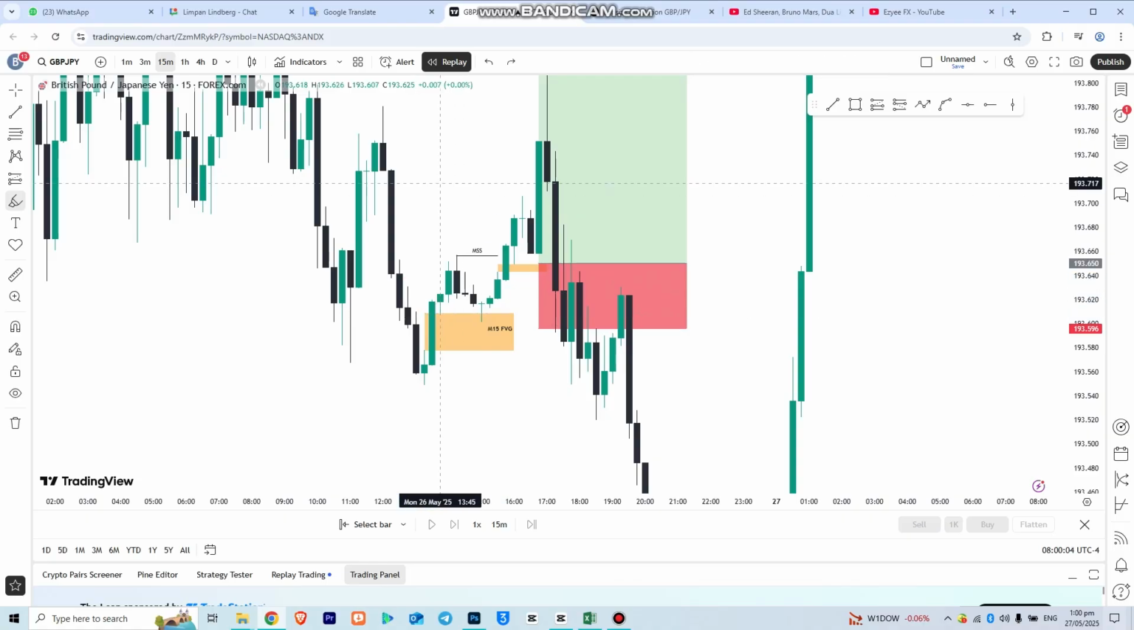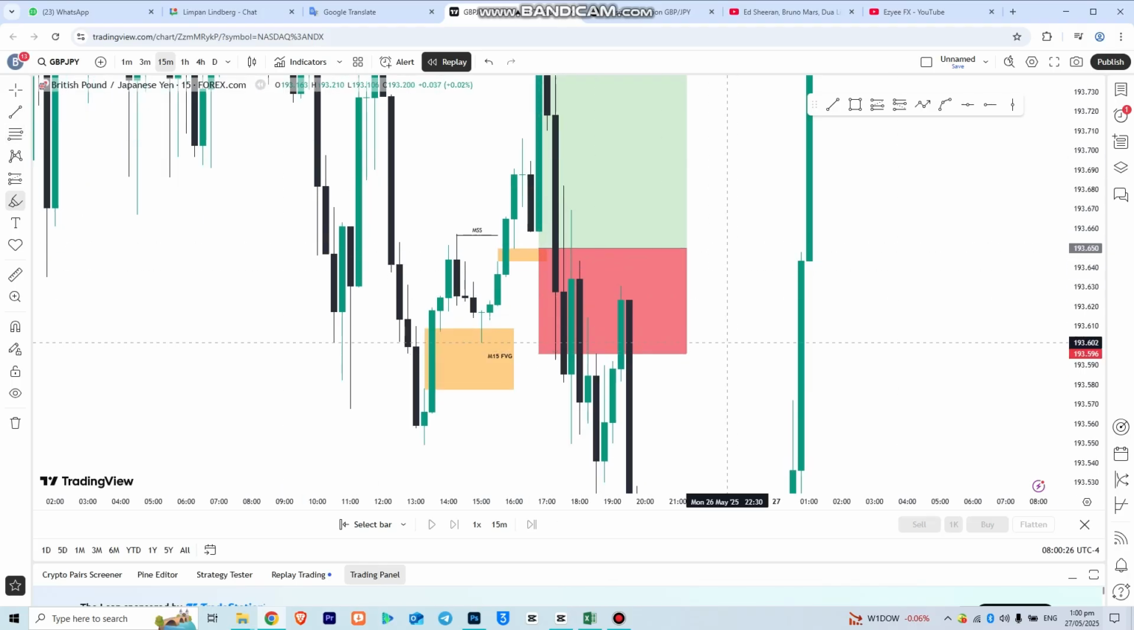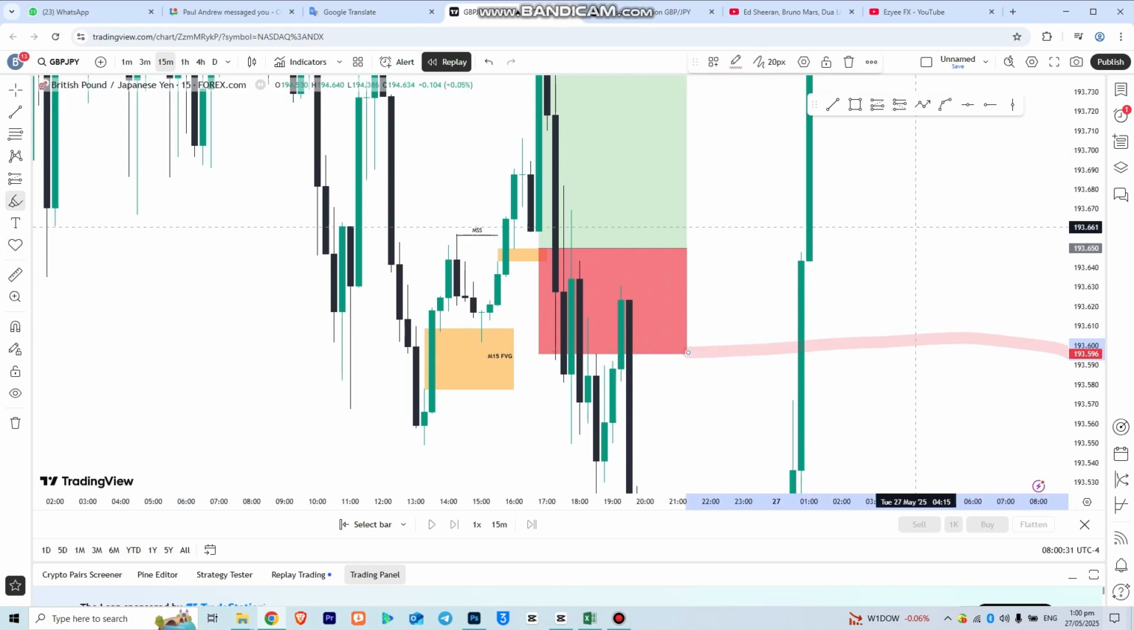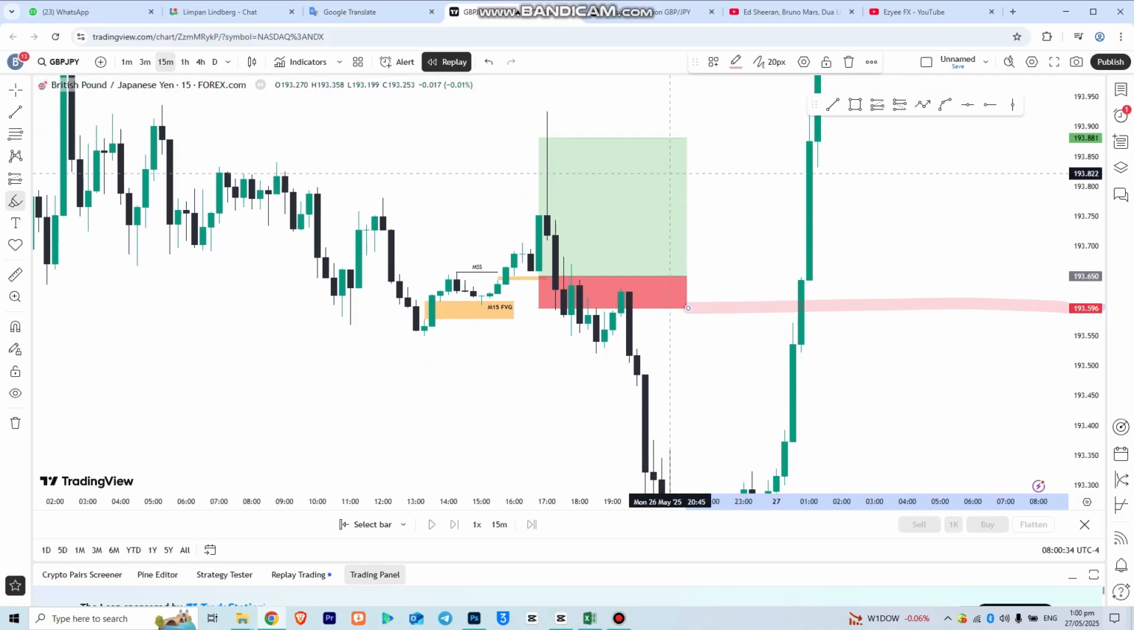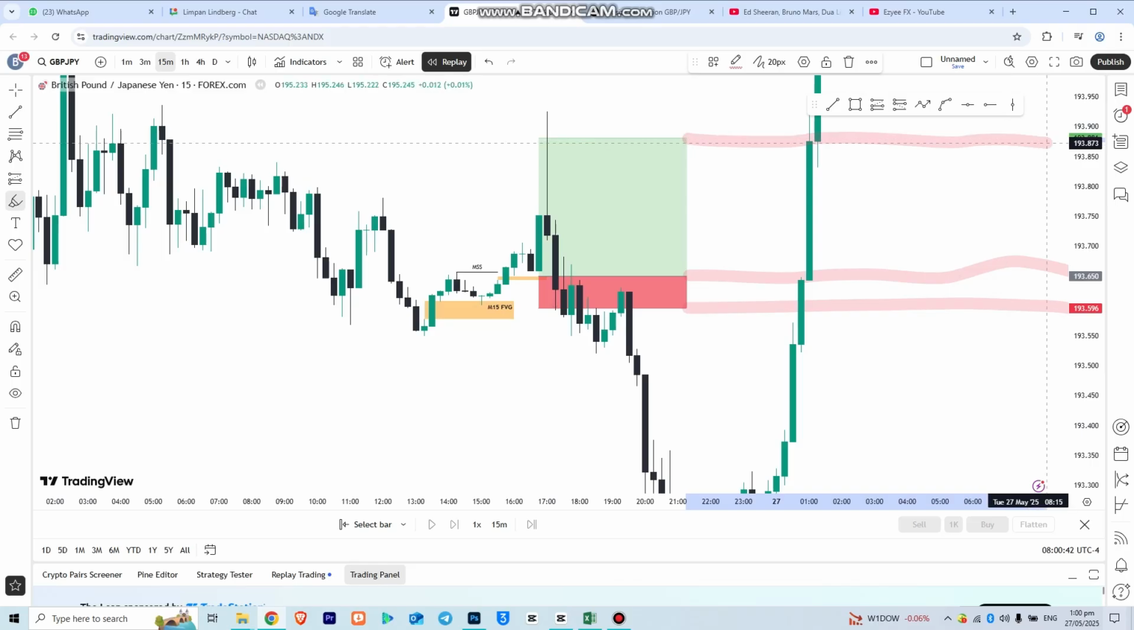So I waited again for price to form another structure break. Along the line, price broke structure here, then left an imbalance here, which is the fair value gap. After I placed my entry, this was my stop loss here. Then my entry was here, and also this is my TP.